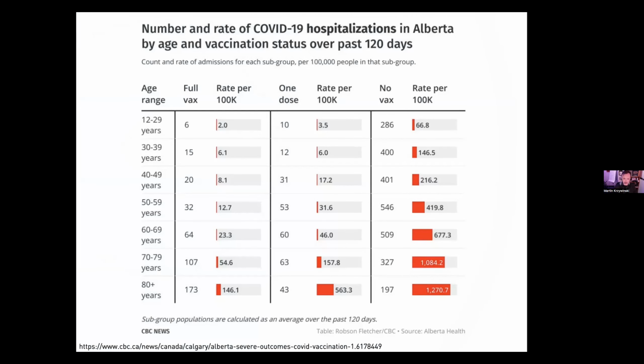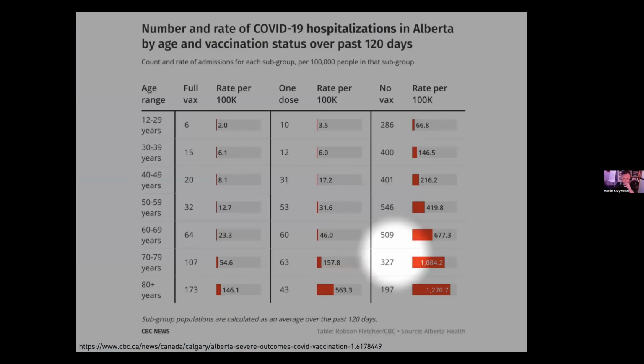So for example, we have a no vax column. Okay, not vaccinated. We have a one dose column. Okay, and then we have a full vax column. What do you mean by full? Is full 2 doses? Is it 3? At some point we thought full vax was 1 dose. Then we thought it was 2. Now do we think it is 3?